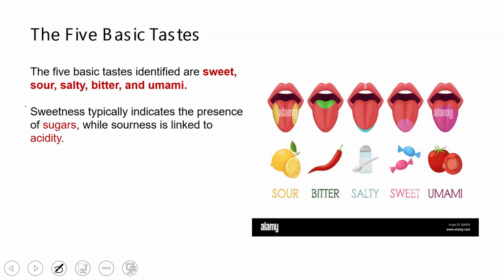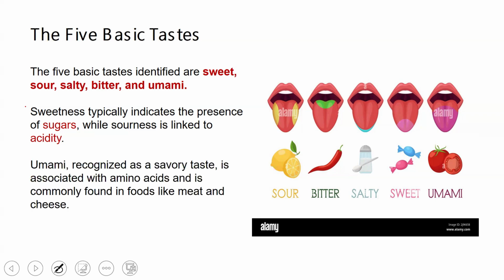Like in the case of sour taste, we have orange, and then we have bitter in the case of pepper, and then we have salty in the case of salt. We have sweet, chocolate, and we have umami in apple. So umami taste is a taste of apple. Then the next thing, umami is recognized as a savory taste, and it's associated with amino acids and is commonly found in foods like meat and cheese.